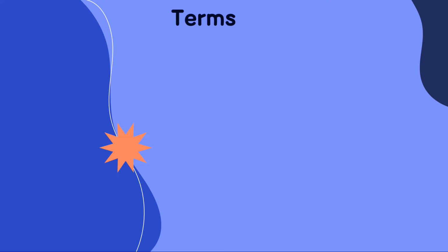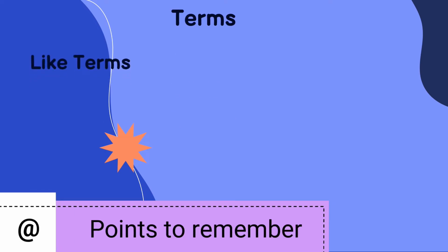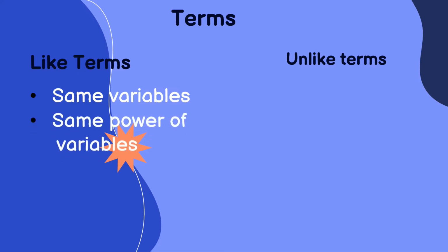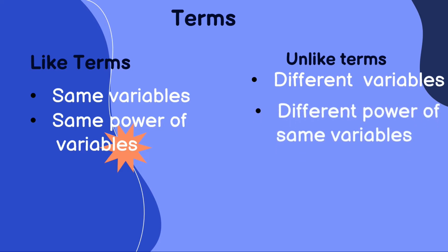There are two types of terms, like terms and unlike terms. Like terms are the ones that have the same variables, and the powers of the variables are also the same. Unlike terms are the ones that have different variables, or they could have the same variables but different powers. So now we're going to look at some examples.